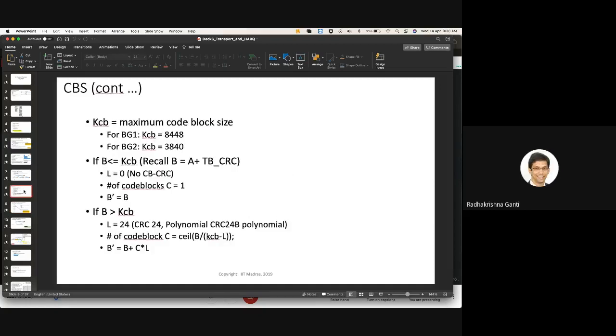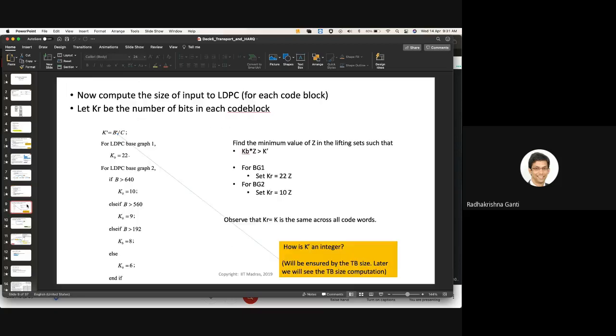Okay. So now comes the tricky part. Now we have segmented into code blocks, and we added the CRC. So now the question is, we have to choose the expansion factor for the LDPC code. How do we choose that? What we say is, let K dash be the number of bits in each code block. Keep that on the side.